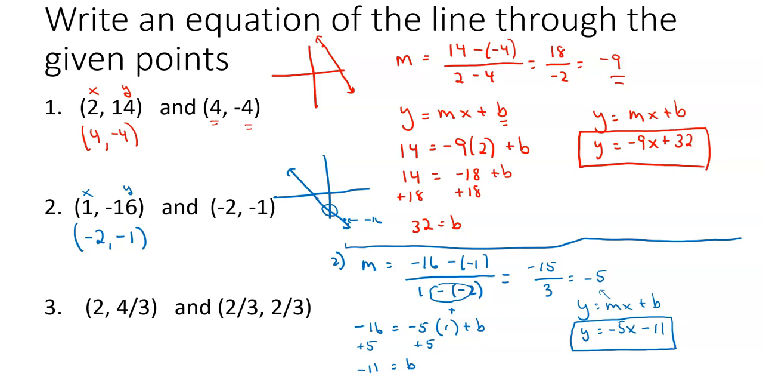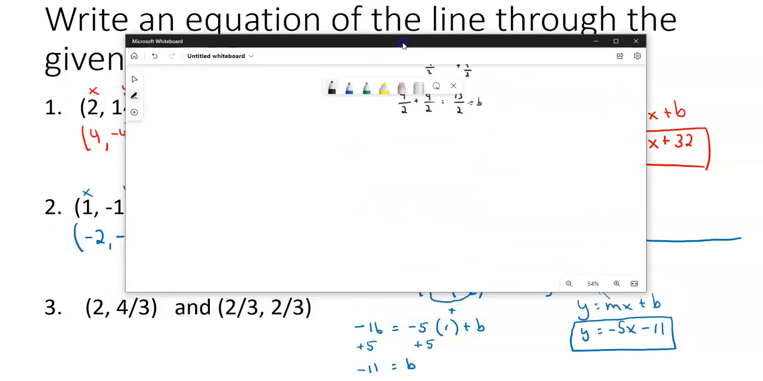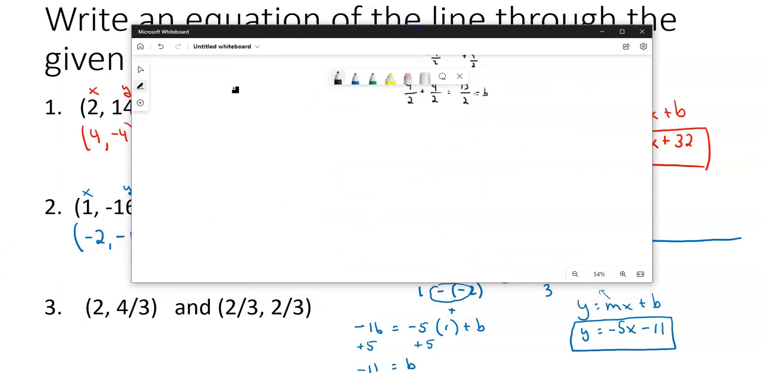All right, the third one looks like a couple of sets of fractions, 2, 4/3 and 2/3, 2/3. I'm going to switch over to a screen that gives me a little bit more writing space and copy down my 2 points. All right. My 2 points are (2, 4/3) and (2/3, 2/3). So let's work the problem out over here because it'll give us a little bit more space.